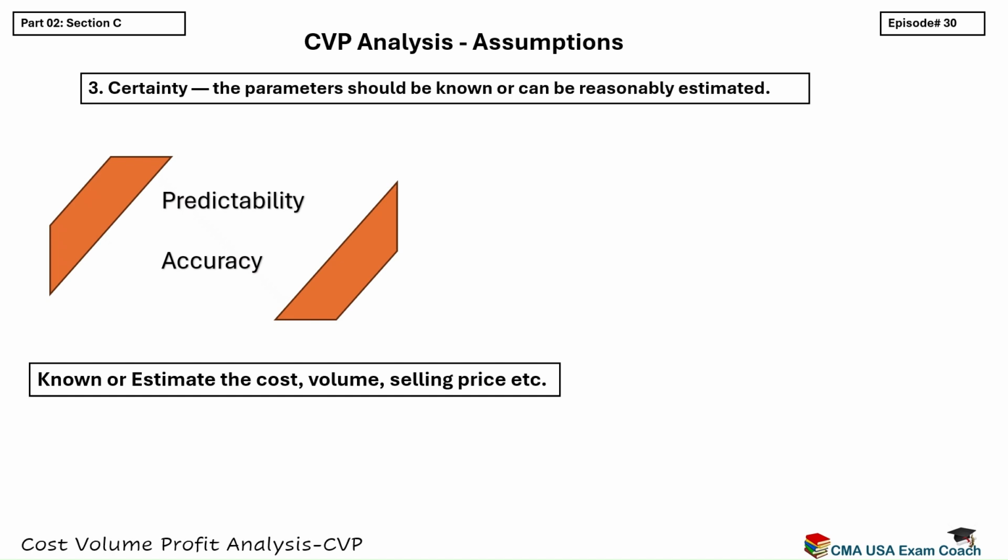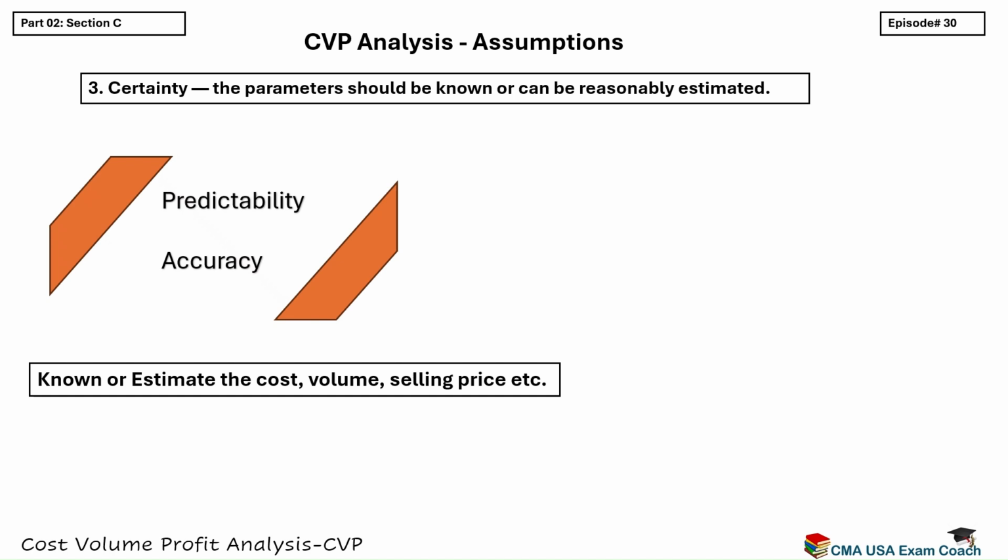Why is this important? Because CVP is a mathematical model, and just like any calculation, if we put in incorrect or unrealistic numbers, the results will also be incorrect. This is what we call garbage in, garbage out. Let's take an example.